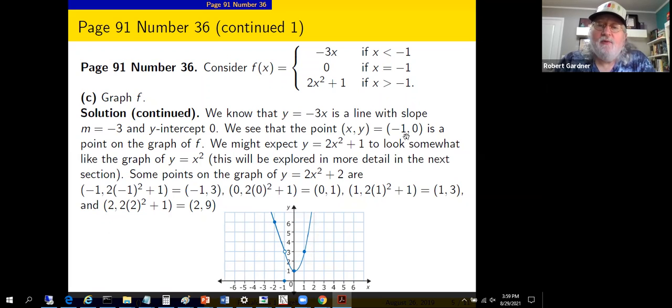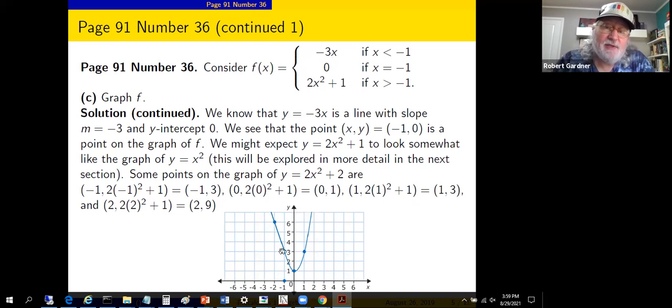You want to plug in -1? Well, it's not defined at -1. This is, but the function's not. Well, that still makes the point x equals -1 a useful point. If we plug -1 into -3x, we get out +3. So there's the point -1, 3, that point right there. But that's not included on the graph of the function.